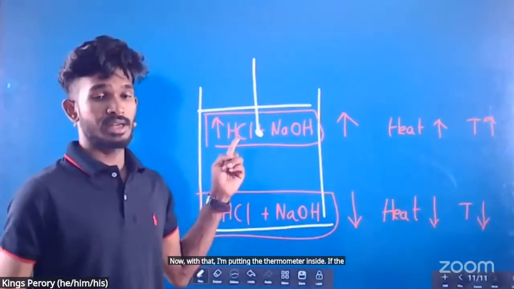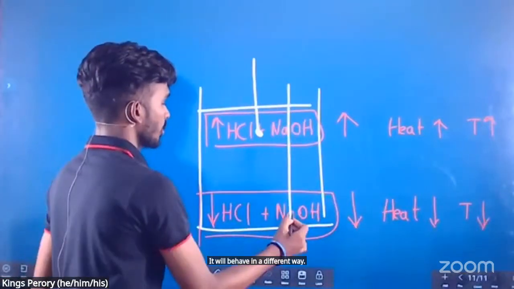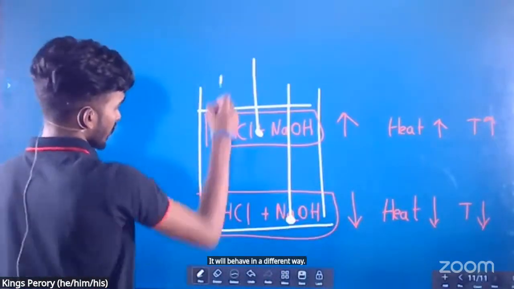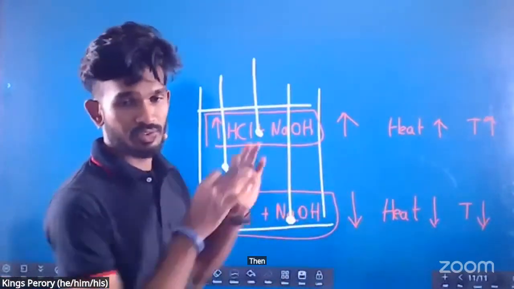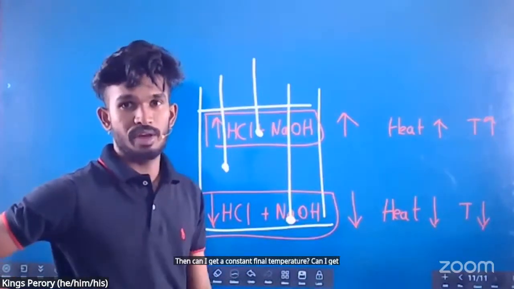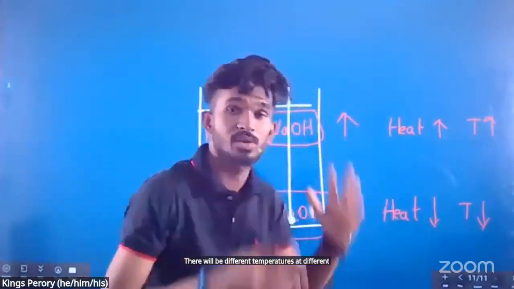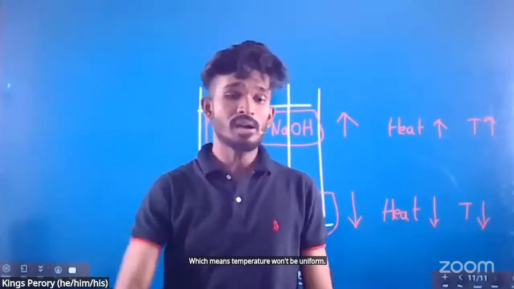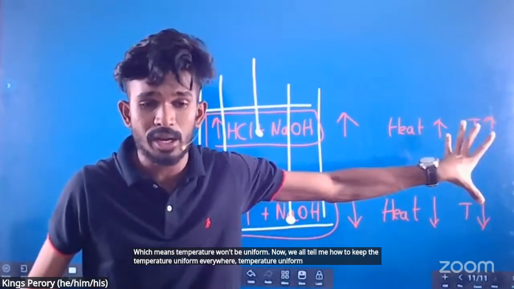If the thermometer is here, it will behave in a different way. If the thermometer is here, it will behave in a different way. If the thermometer is somewhere here, it will behave in a different way. Then can I get a constant final temperature? There will be different temperatures at different places of the solution, which means temperature won't be uniform. Now you all tell me, how to keep the temperature uniform everywhere?